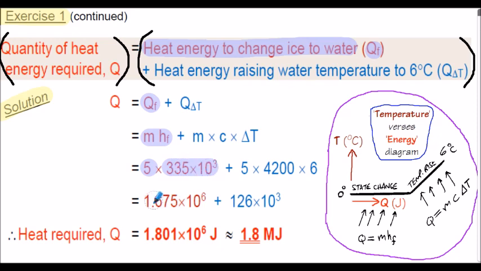We can evaluate the heat energy QF, and then we can calculate the heat energy to change the temperature. I've called that Q delta T here for reference. Formula is MC delta T. Again, we're given the mass, we're given the C value, and we know the change in temperature is 6 degrees C. So we can evaluate Q delta T. Simply add in the values. The total heat energy required, Q, is approximately 1.8 megajoules.